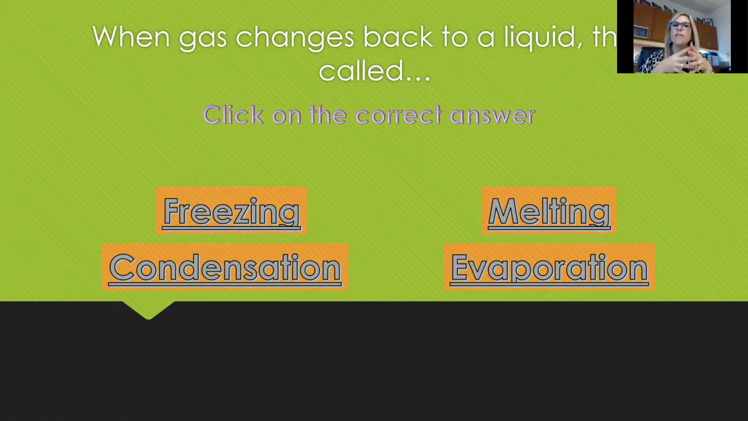Think about the glass of ice water. The ice water has that air around it. It becomes cooler, okay? Those particles start to come closer together, and that water vapor around that glass turns into a liquid, and that's when we see the water on the outside of the glass. That is what's formed, the condensation.